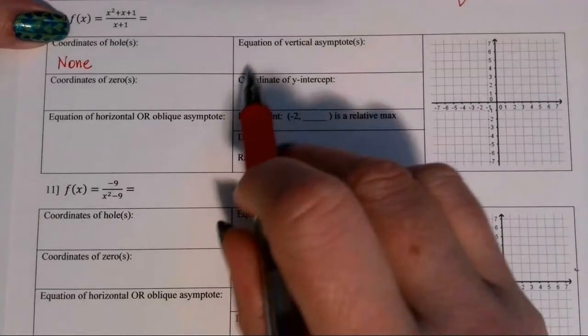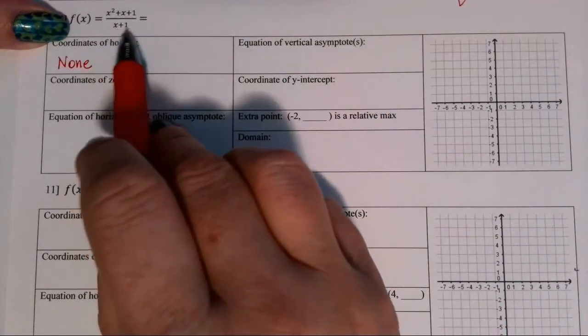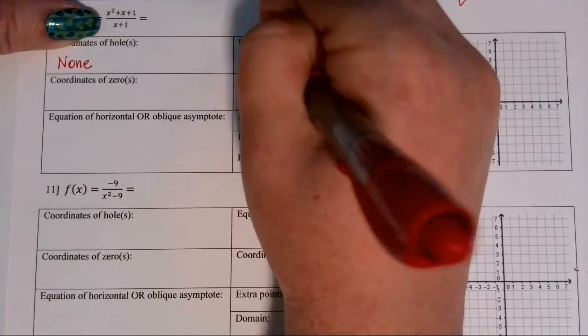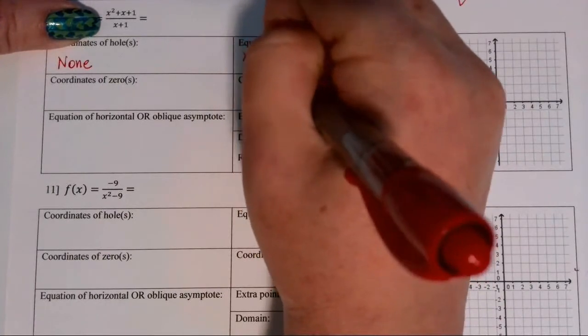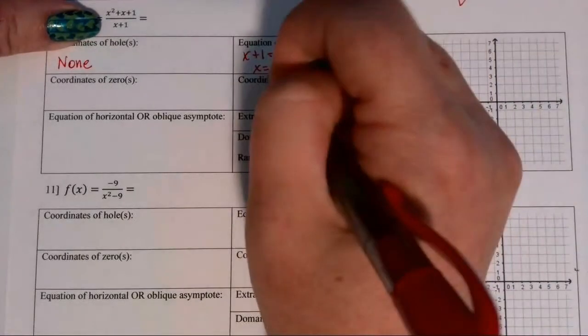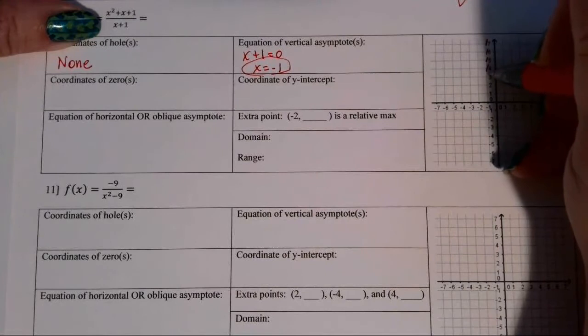Then to find the equation of the vertical asymptote, we set the denominator equal to 0. So x plus 1 equals 0. Subtract 1 from each side, and x equals -1 is going to be the vertical asymptote. And so we can sketch that on our graph.